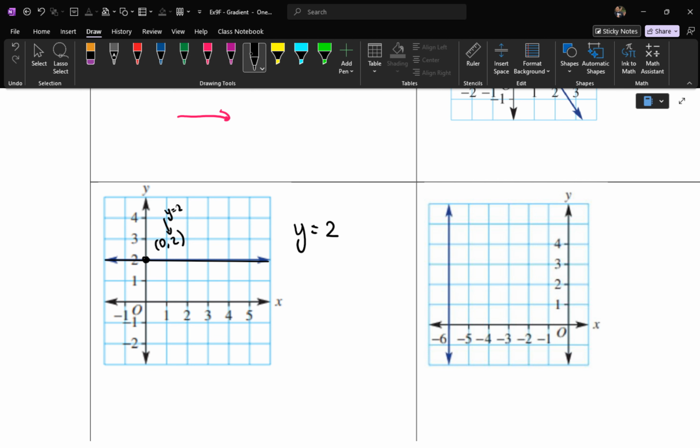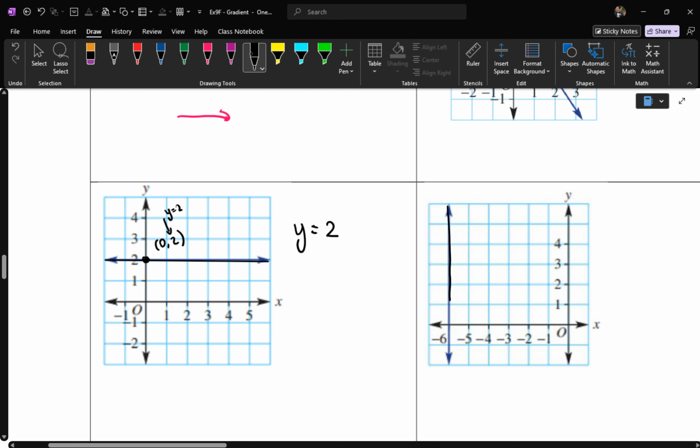Does that make sense? You just remember what we were saying. If you want a vertical line, the coordinates, all of them, as long as the x coordinate is, in this case, negative 6, it actually doesn't matter what the y coordinate is. You will always get a vertical line.